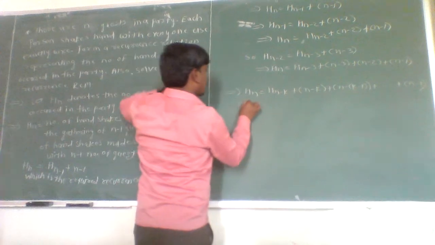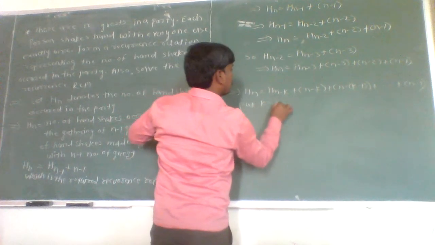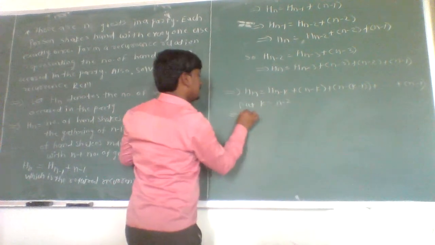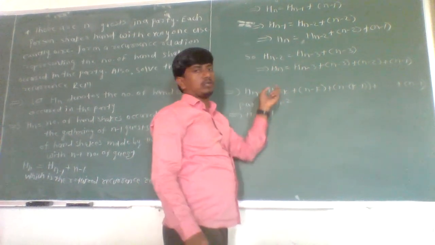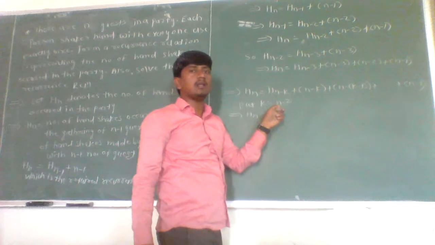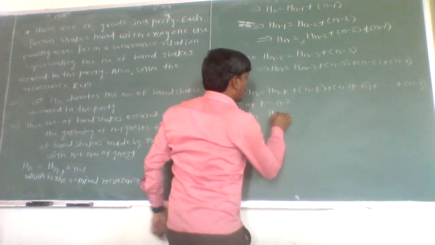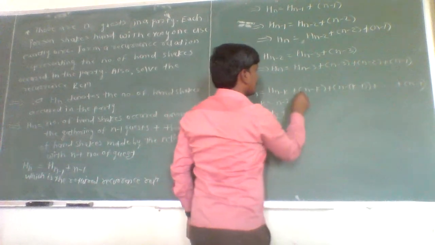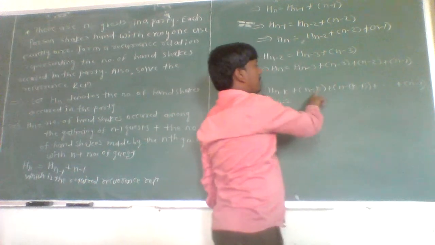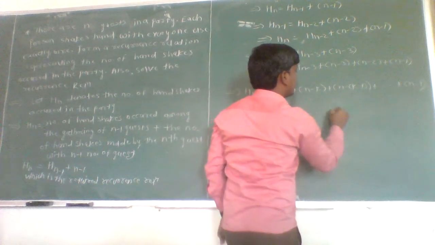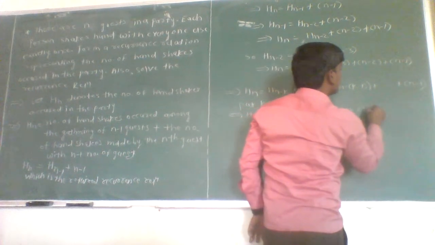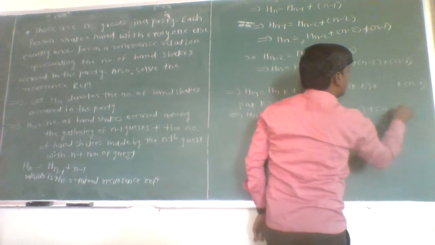Therefore, put k equal to n minus 2, which implies Hn is equal to H of n minus (n minus 2), that is, H of 2, plus n minus (n minus 2), which is 2, plus and so on up to n minus 2 plus n minus 1.